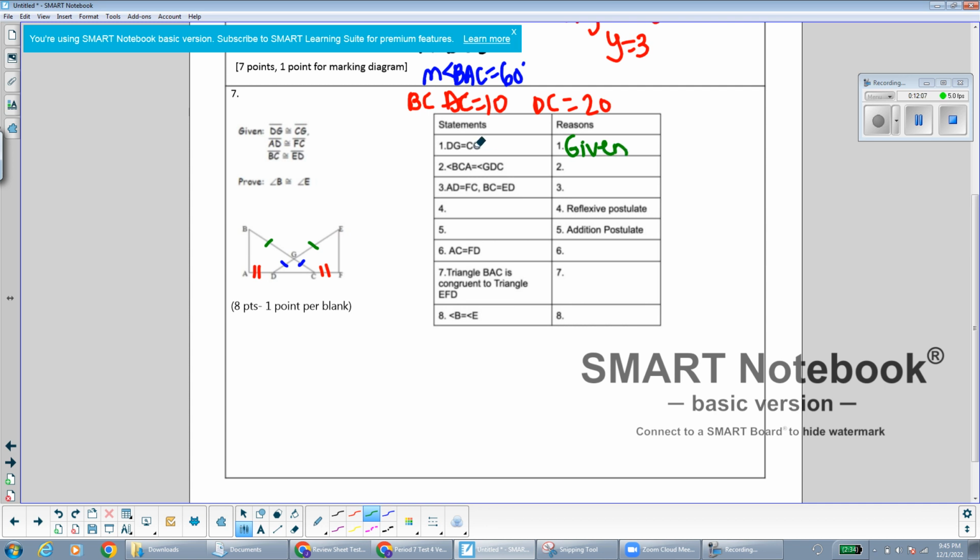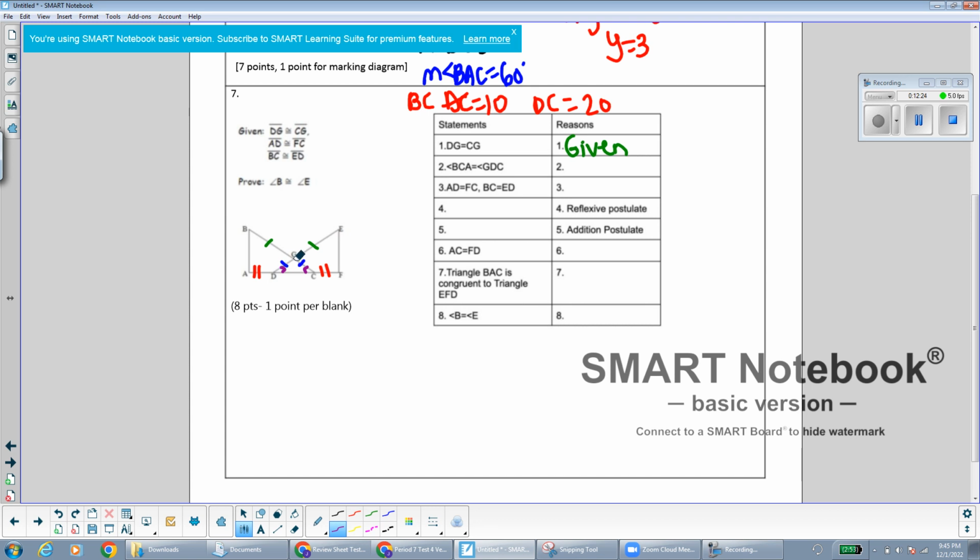And let's see what conclusion we're going to draw from this given. We're going to draw the conclusion that angle BCA, let me mark that in my diagram, angle BCA, that's this angle here, is congruent to angle GDC, that's this angle over here. Now, how do we know that?